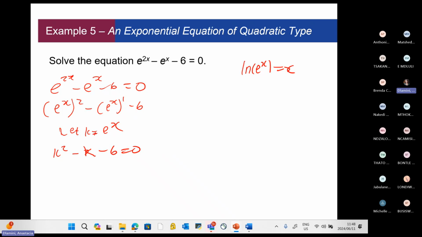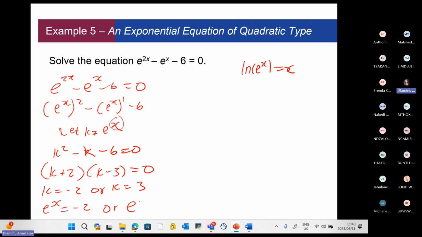If you use x, it will confuse you with this x, so don't use it. Use k. So this is (k + 2)(k - 3) = 0. Then k equals minus 2, or k equals 3. Then e to the power of x equals minus 2, or e to the power of x equals 3. We did explain why we're not using that.